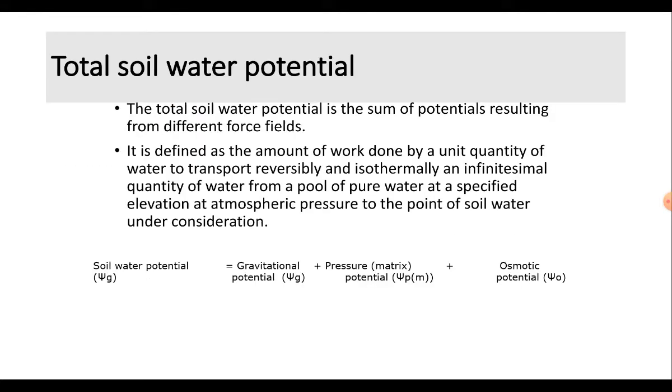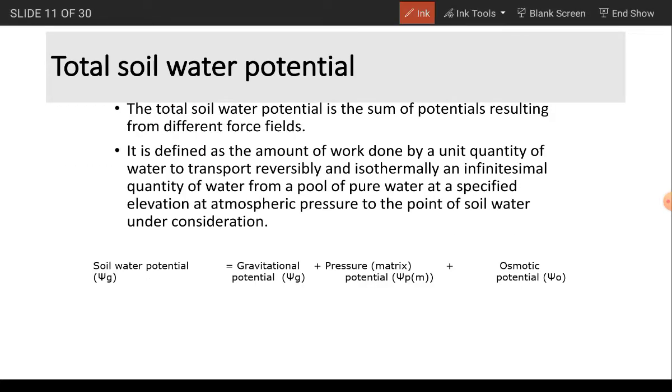Okay, now comes the potentiality concepts. In soil there are different kinds of forces acting, which cause the movement of water molecules in the soil system. In total it is called water potential or soil water potential. There are different components of soil water potential. One is gravitational potential, the second is the pressure potential, and the third is the osmotic potential.